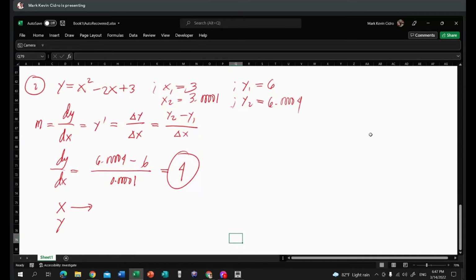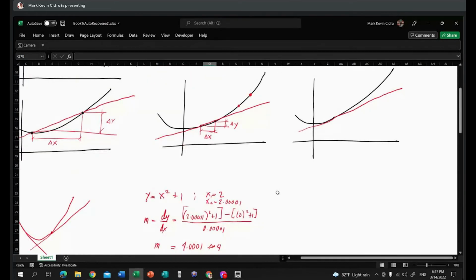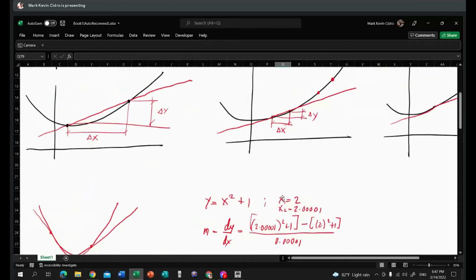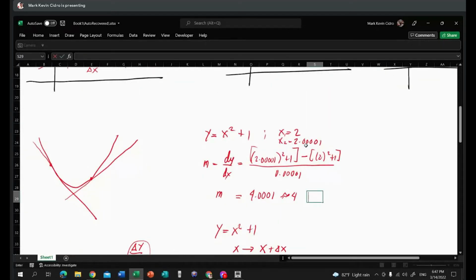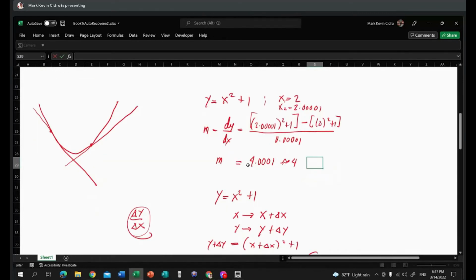So if you want, kanina, when the change in x, as you can see here, when the change in x is 0.0001, yung value ng m mo is 4.0001, di ba? If you try to put more zeros in the change in x, your m will most likely be equal to 4 na. Kasi if the change in x is almost equal to 0, yung slope mo is parang mas accurate.